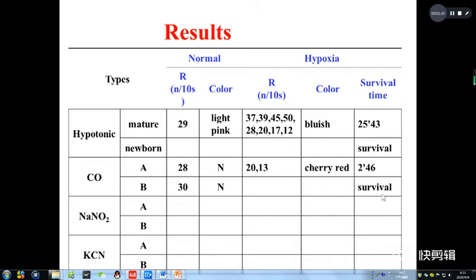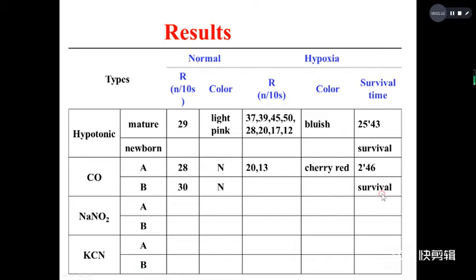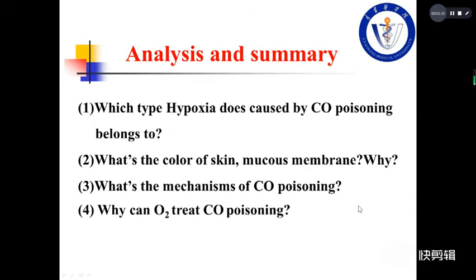Now it is carbon monoxide poisoning. Analysis and summary have 4 questions. First, which type of hypoxia is caused by carbon monoxide poisoning? The second, what is the color of the skin and the lip? Why does that color happen? Now the third, what is the pathogenesis of carbon monoxide poisoning? Now the last, why can oxygen treat carbon monoxide poisoning?